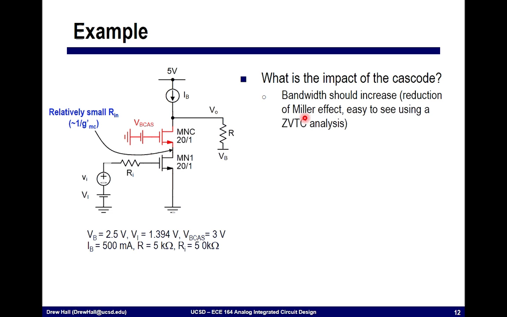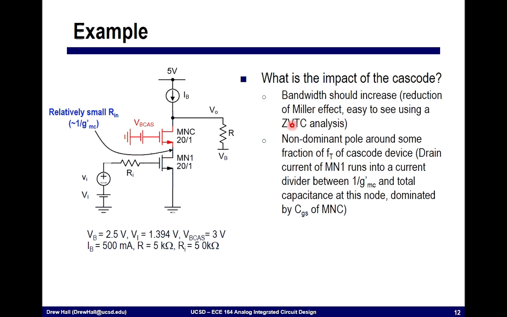Well, one, we know that the bandwidth should increase. We should see less of an impact of this CGD device here, that is the Miller effect. And this is fairly easy to see if we just do a ZVTC analysis on this.